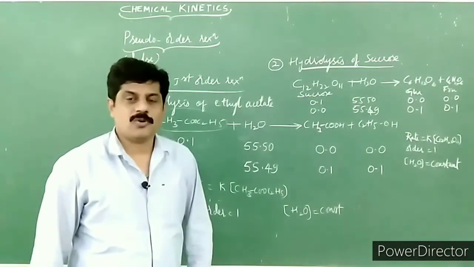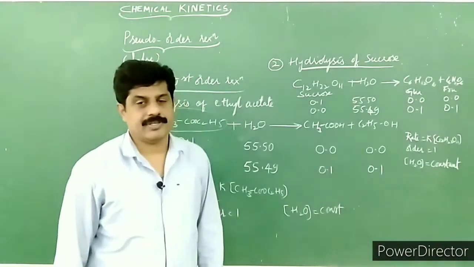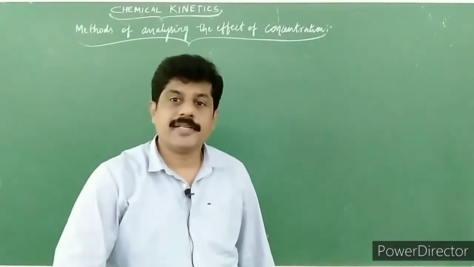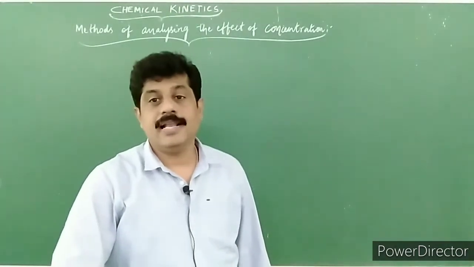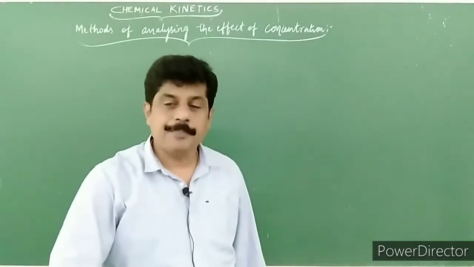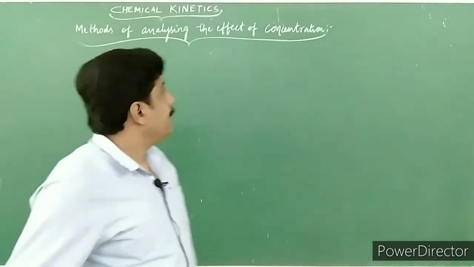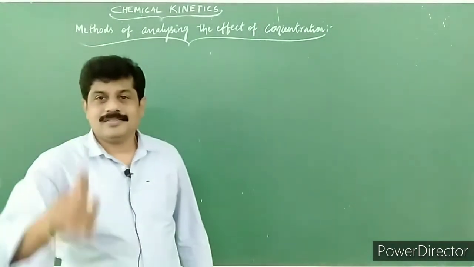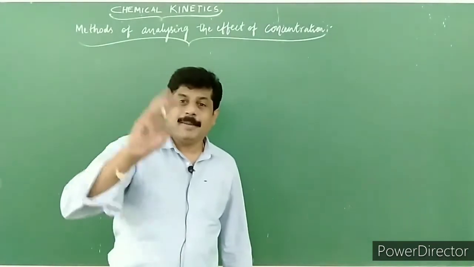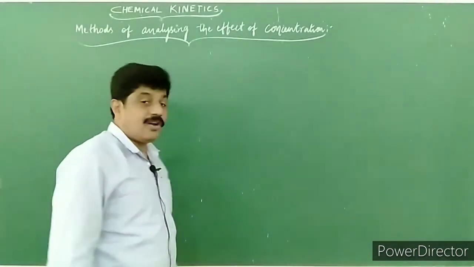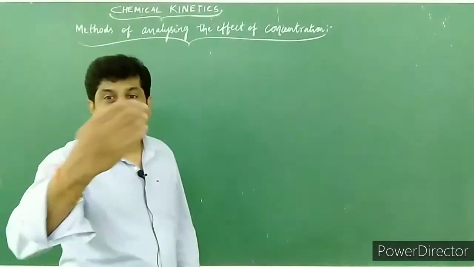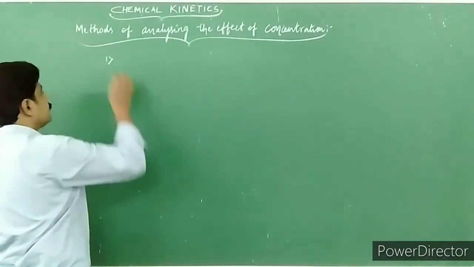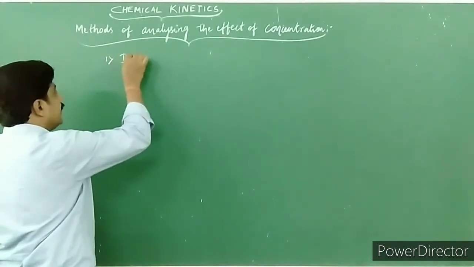Let me go for the next topic, integrated rate equations. Children, after understanding order of a reaction and molecularity of a reaction, let us take up one more very important topic of the unit, that is methods of analyzing the effect of concentration. Children, there are three methods to analyze the effect of concentration on a rate of a reaction. Let me list down. Number one, initial rate method.